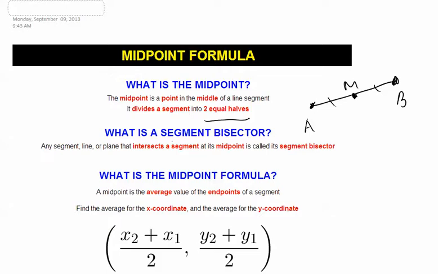A segment bisector is something a little different. Imagine I had a line that went through M. Call it line L. Line L would be called a segment bisector. Again, it doesn't just have to be a line. It could be a plane. It could be a segment. Anything that's cutting another segment, in this case AB, in half, is called a segment bisector.